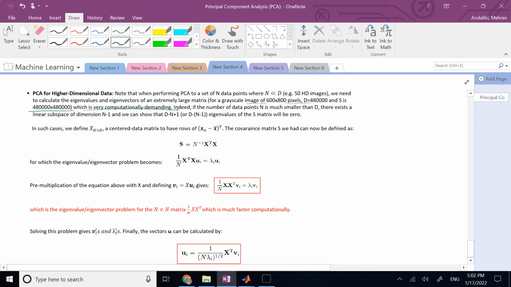Now, if you want to calculate eigenvalues of this, guess what? It's not going to be fun. It's not going to be easy. It's going to be very, very expensive to calculate the first, let's say, 100 eigenvalues of this huge matrix.